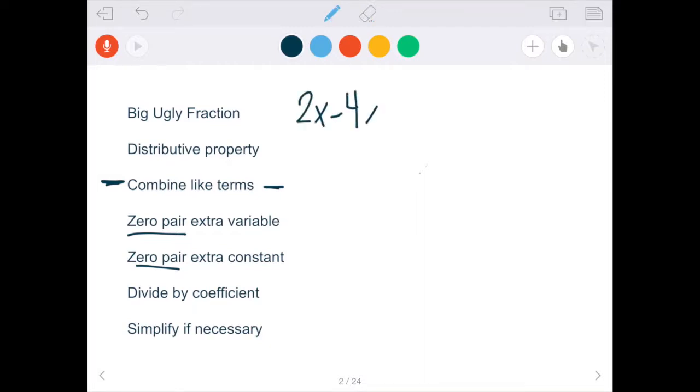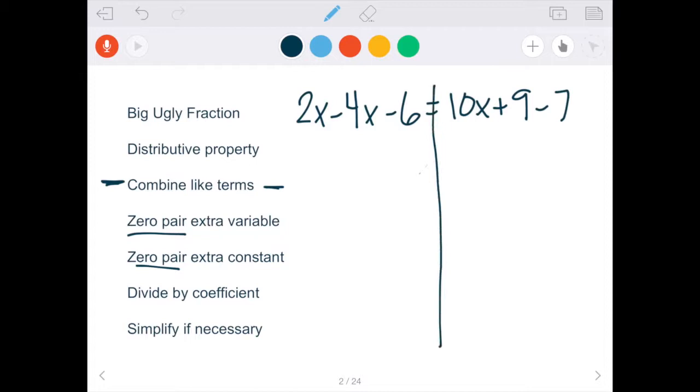Like this. On the left side, I have variable like terms. On the right side, I have constant like terms. So always make sure that you put the circle or box around the sign that's in front of the number also, because that tells you what math to do.